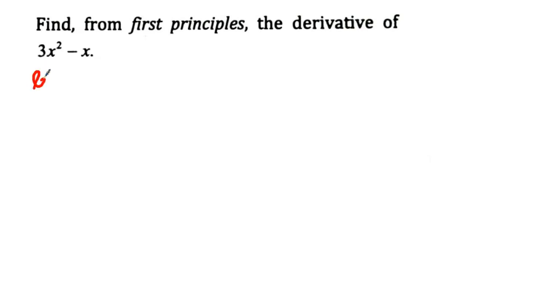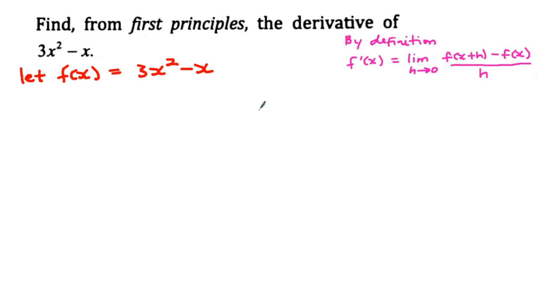First of all, we will say let f of x equals 3x squared minus x. If that is the case, we have to be mindful that we are using the definition by the first principle, which is the derivative of x is equal to the limit as h tends to 0 of f of x plus h minus f of x all over h.